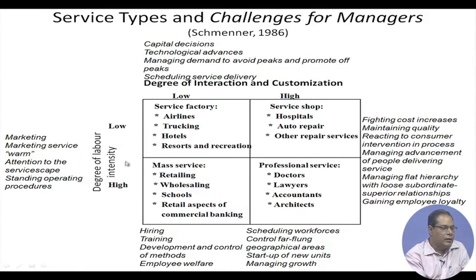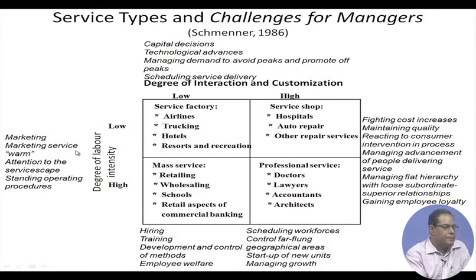Then you have labor intensity as high and interaction and customization as low. Those are mass services, such as retailing, wholesaling, schools, and the retail aspects of commercial banking. And with high interaction and high labor intensity, these are professional services like doctors, lawyers, accountants and architects.